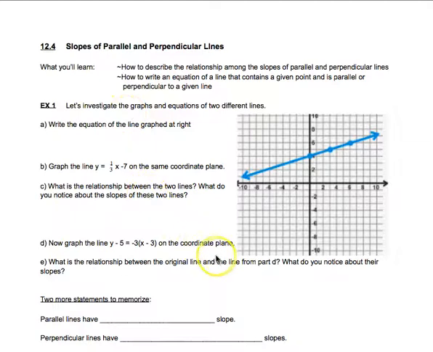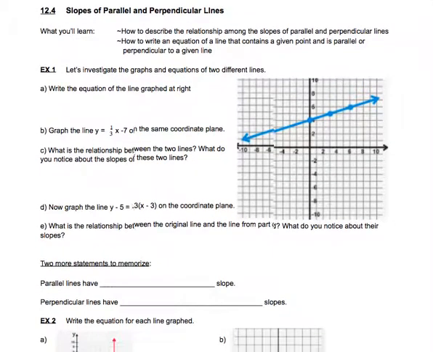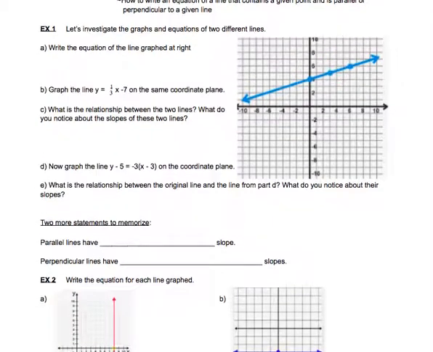to a given line. So we need to do some investigation here first to make sure we fully grasp the relationship and what's going on. So we're going to investigate the graphs and equations of a couple different lines here. First thing we're going to do is write the equation of the line that we have graphed here. This is something that we've done in the previous lessons, and there's a bunch of ways we could go about this.